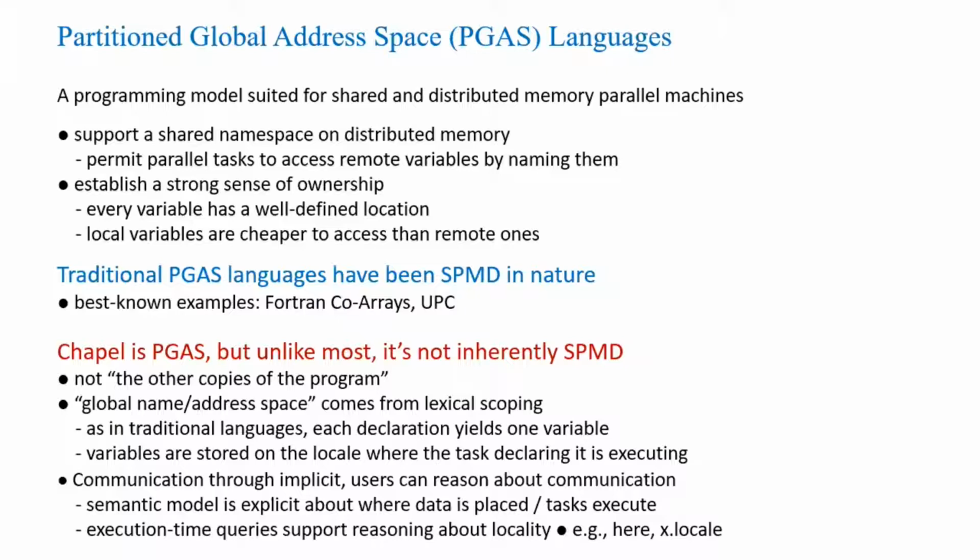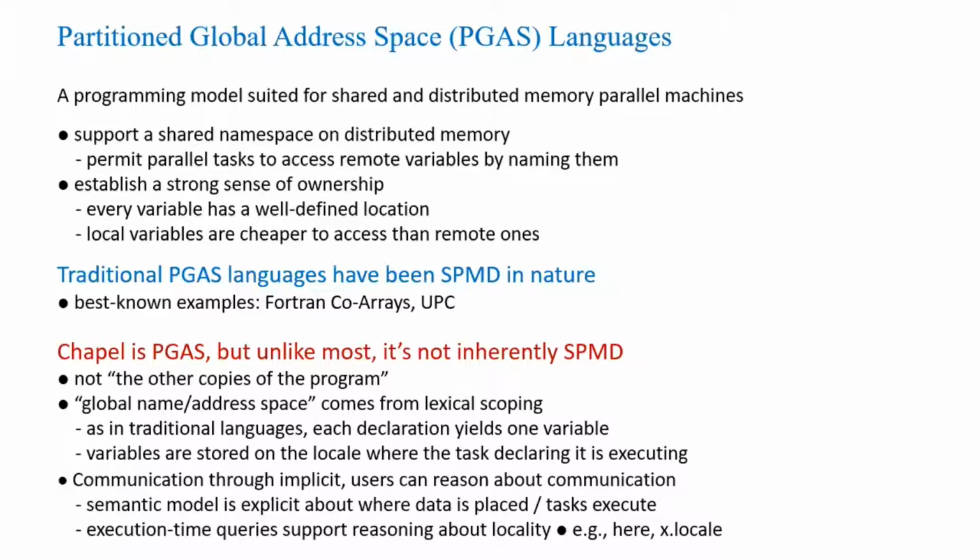So Chapel is a PGAS language, but unlike most, it's not inherently SPMD. So don't think of it as another copy of the program. As with the traditional languages, the global name and address space comes from lexical scoping, and each declaration yields one variable. The variables are stored on the locale where the task declaring it is executed. And the communications are implicit, so users can reason about the communications.